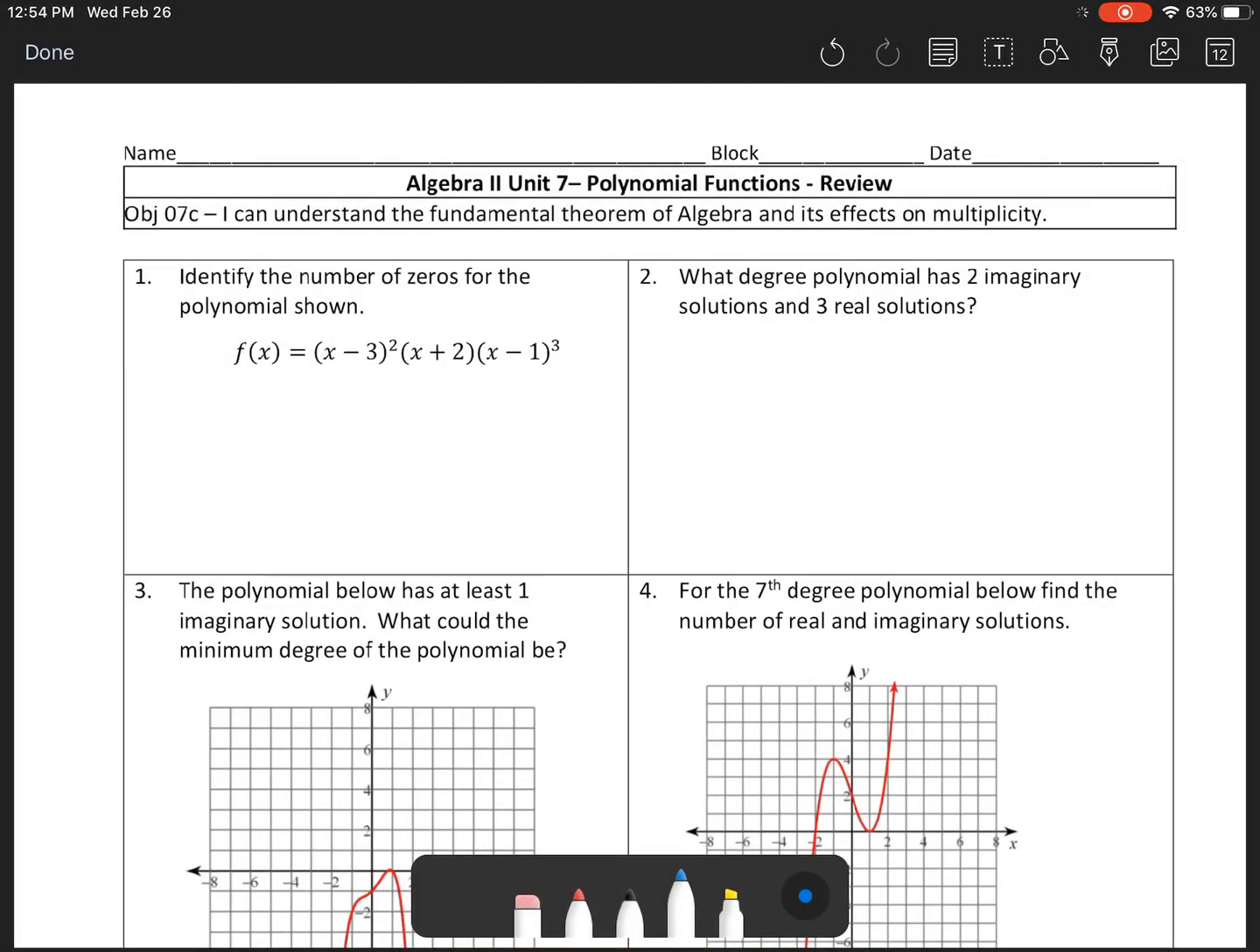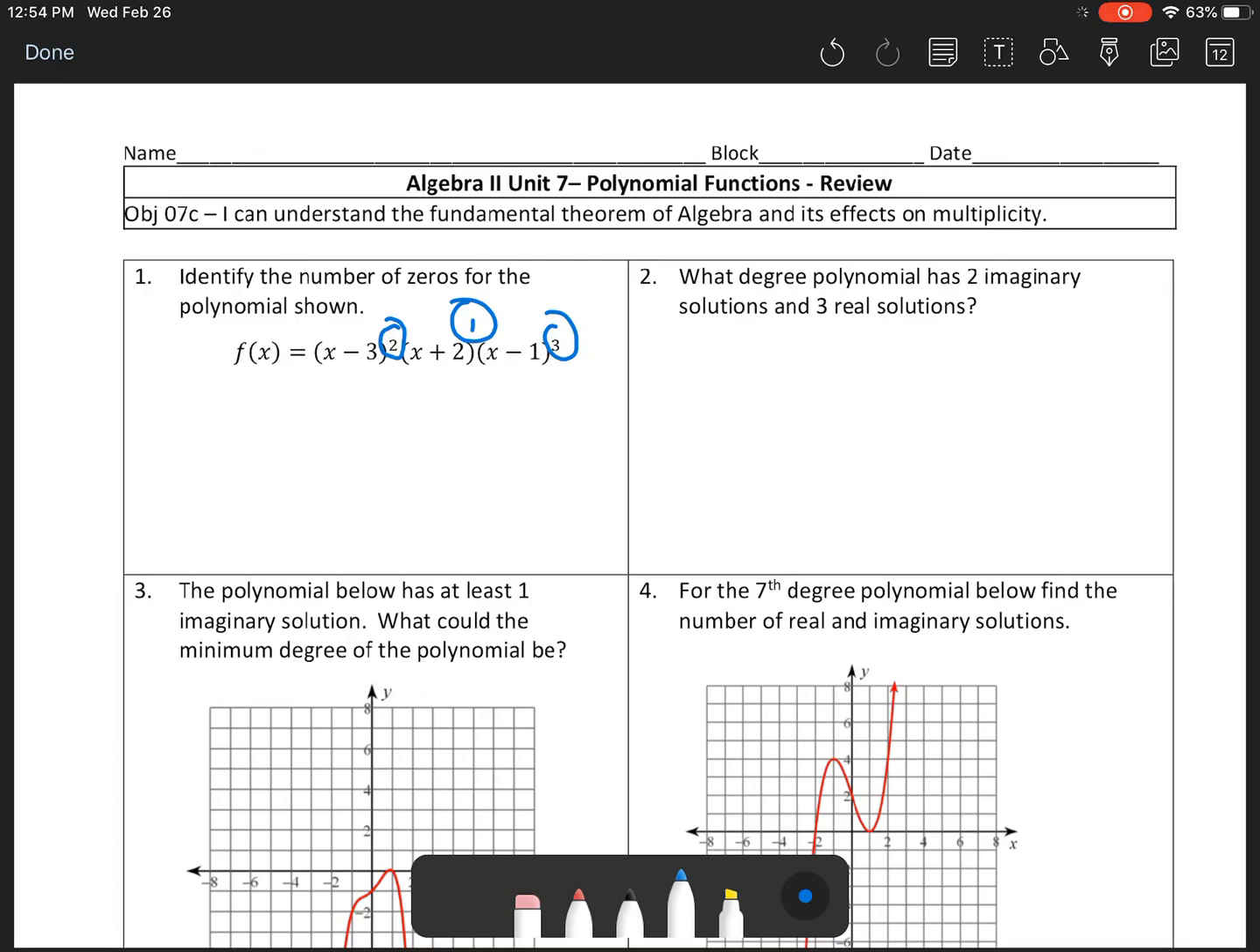Okay, so the first one says identify the number of zeros for the polynomial shown. So if I look at this, it's going to be my degree. And the things that I look for are my exponents here. This one, x minus 3, has 2. This one has 1. And this one has an exponent of 3.